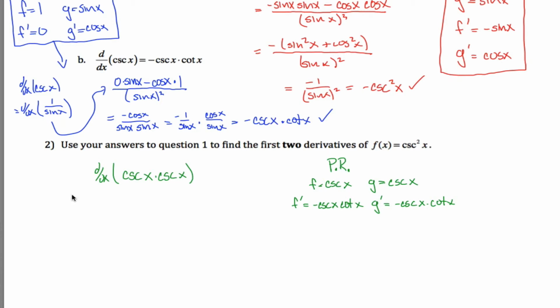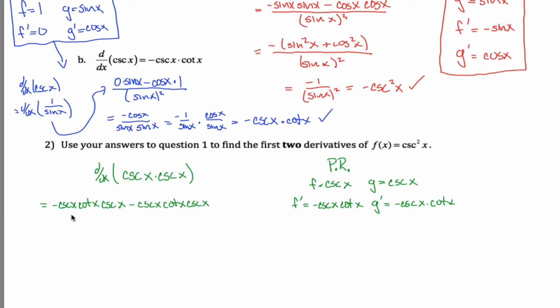So if I take all that information and jam it into the product rule over here, I get that the derivative of cosecant squared is f prime, negative cosecant x cotangent x, times g, cosecant x, plus g prime, plus a negative, I'll just write minus cosecant x cotangent x times f, cosecant x.